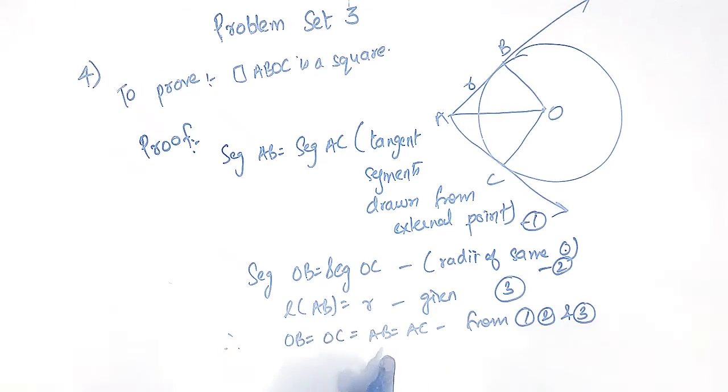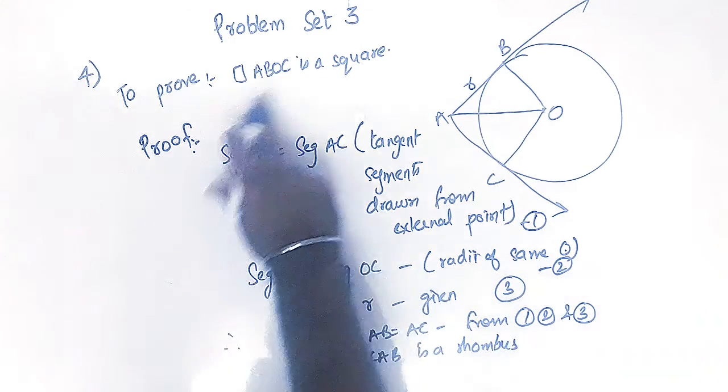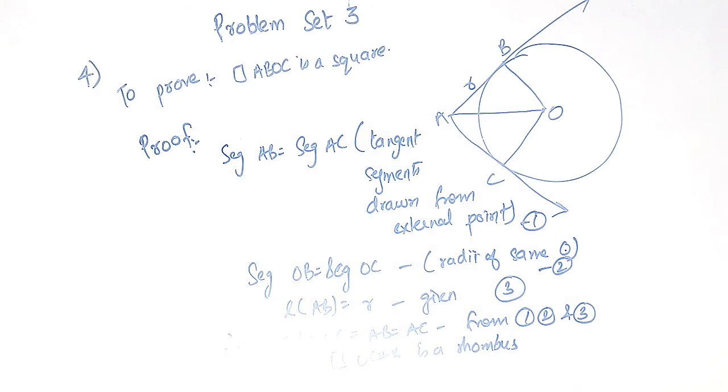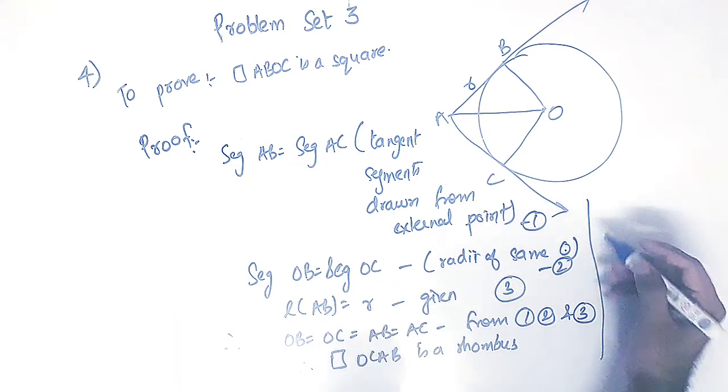Now if we are getting this, it means this quadrilateral is a rhombus. All sides are equal, so quadrilateral OCAB is a rhombus. But we have to prove that it is a square. Very simple. If any one of the angles of a rhombus is 90 degrees, it means all the angles are 90 degrees. So we just have to prove one of the angles is 90 degrees.